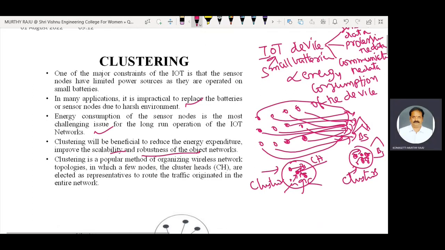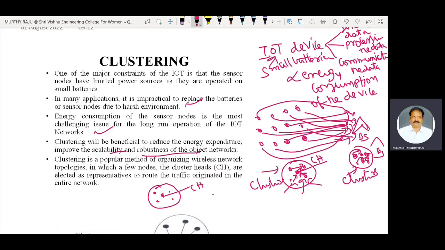Clustering is a popular method of organizing wireless network topology in which a few nodes, the cluster heads, are elected as representatives to route the traffic originating in the entire network. This groups the IoT devices into clusters. Out of these IoT devices, one device acts as a cluster head.